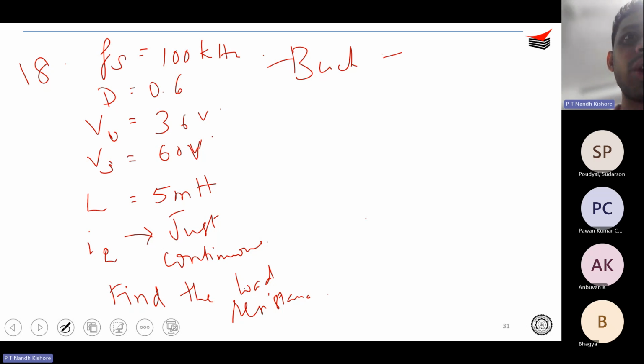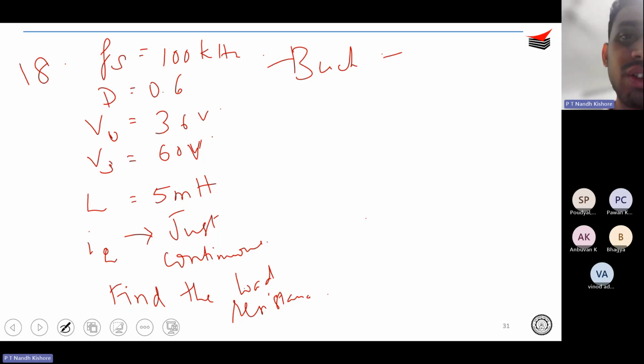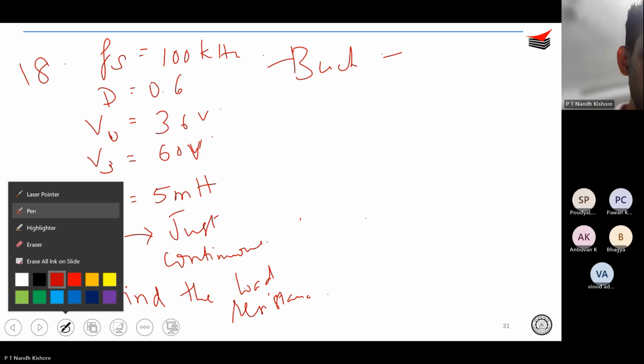So from the question, what do you understand? You understand that the inductor current is going to be just continuous. So it is neither in the CCM mode nor in the DCM mode. It has just come out of DCM mode. Okay, got it. So how do we solve this?